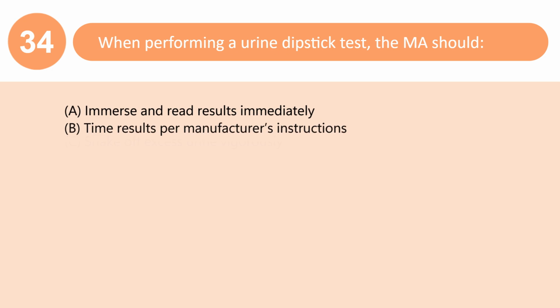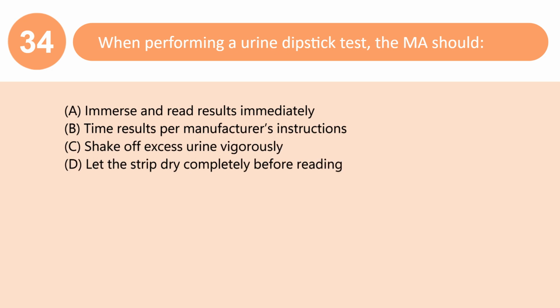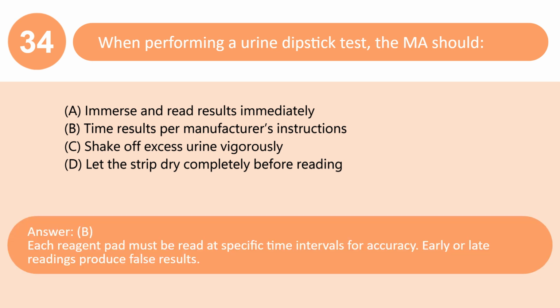When performing a urine dipstick test, the MA should A. Immerse and read results immediately, B. Time results per manufacturer's instructions, C. Shake off excess urine vigorously, D. Let the strip dry completely before reading. Answer B. Each reagent pad must be read at specific time intervals for accuracy. Early or late readings produce false results.